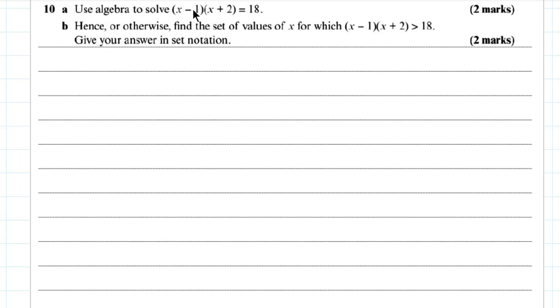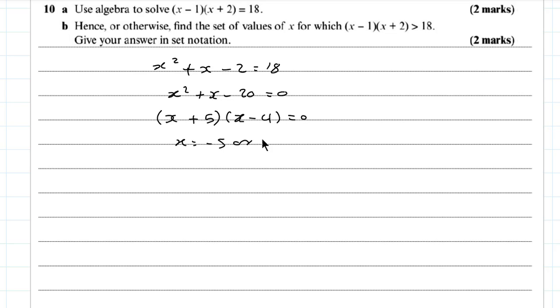10a. Use algebra to solve (x minus 1)(x plus 2) equals 18. Okay, we can expand: x squared minus x plus 2x, which means plus x, and then minus 2 equals 18. x squared plus x minus 20 equals 0. In this case, we can factorize to be (x plus 5) multiplied by (x minus 4) equals 0. So we have x equals negative 5 or x equals 4. B: hence or otherwise, find the set of values of x for which it is more than 18.